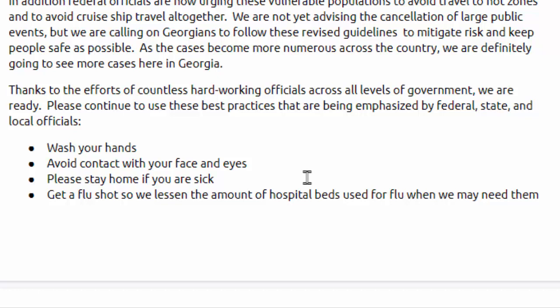Go ahead and get a flu shot. This is according to Governor Kemp, so that you lessen the severity of flu in hospital beds so that they can free them up for other things. Stay healthy, get plenty of sleep, because lack of sleep affects your immune system, which then makes you more susceptible to everything. And if you're having to go into the doctor for anything, then that's one less person that they're able to see for something that might be really severe. And it's also more likely you're going to come into contact with people who are sick with COVID-19.